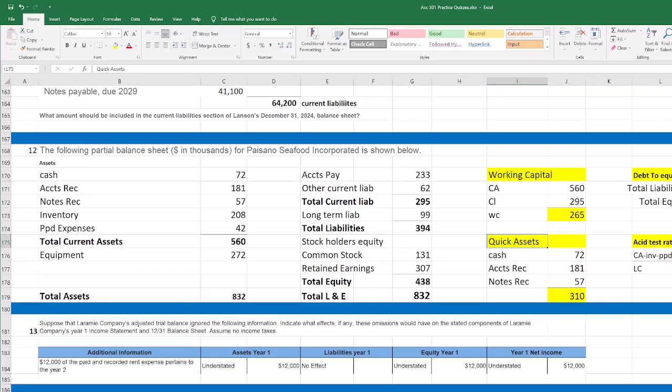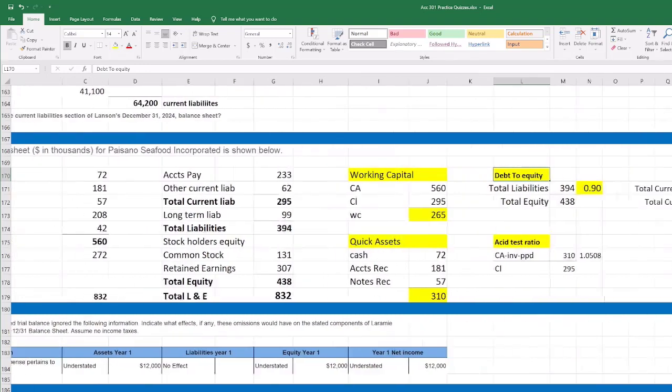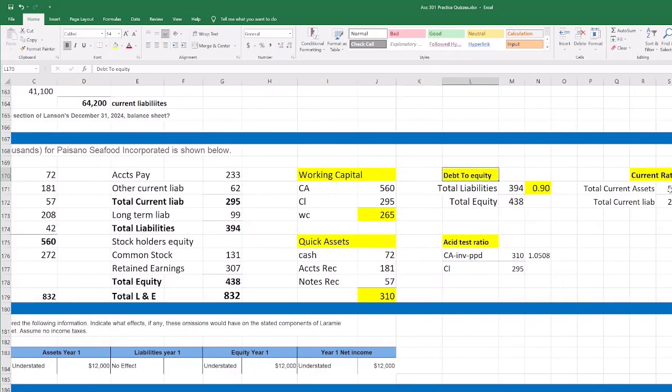But if it does ask you for the quick asset ratio, current assets minus inventory and prepaids is 310 divided by current liabilities. A little dyslexic there. 295 gets you 1.05. Okay. All right. What if it asks you debt to equity? So total liabilities divided by total equity. So that gets you 394 divided by 438. What if it asks for the current ratio, which is current assets divided by current liabilities? So 560 divided by 295 is 1.89.